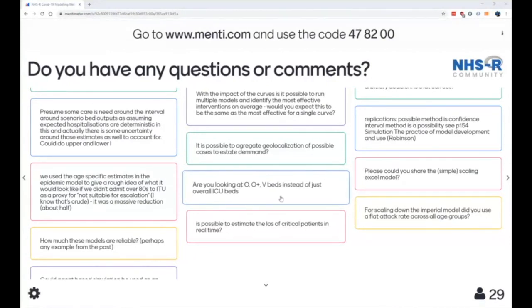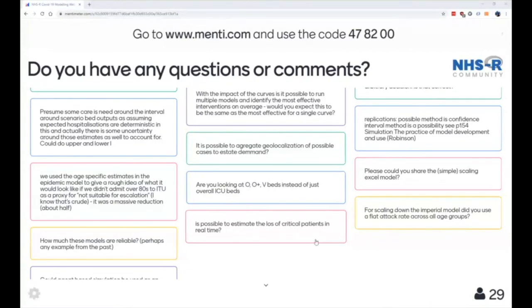So this next question: are you looking at O positive and V beds instead of just overall ICU beds? I think this is to do with the oxygen support level around the beds, because I think that's what NHS England's model has called their thing. So hopefully that makes sense. Yeah, the comparability to it. We haven't to date, not explicitly, at least implicitly. I think the assumptions around mechanical ventilation would only be able to happen in intensive care beds.